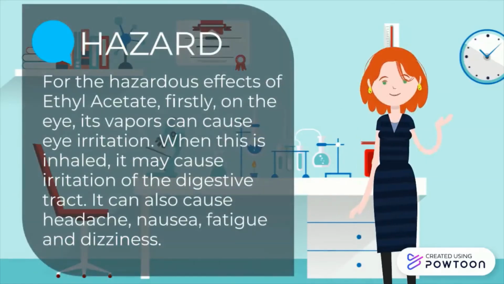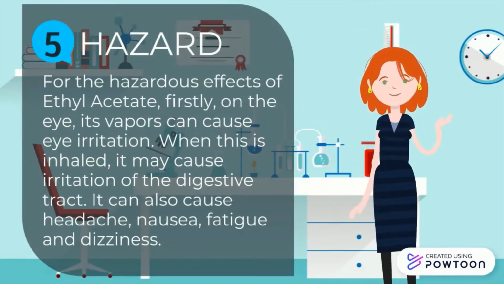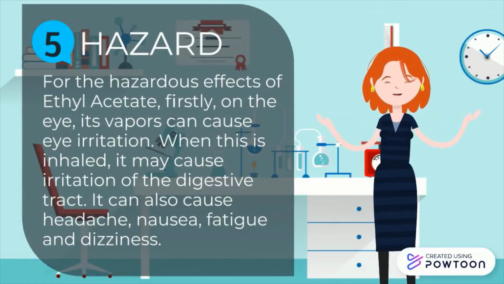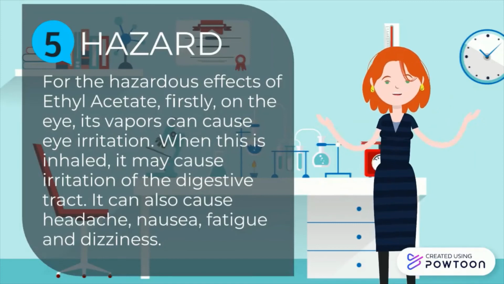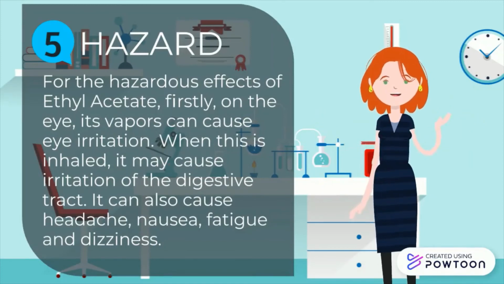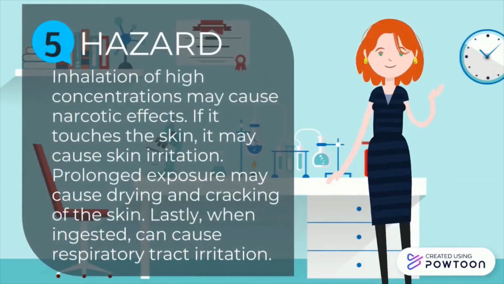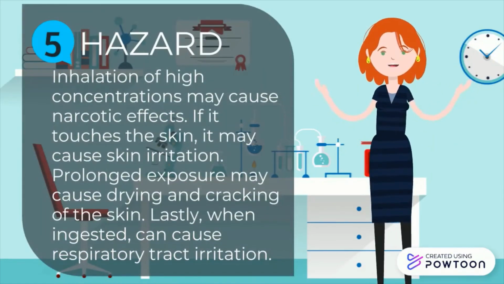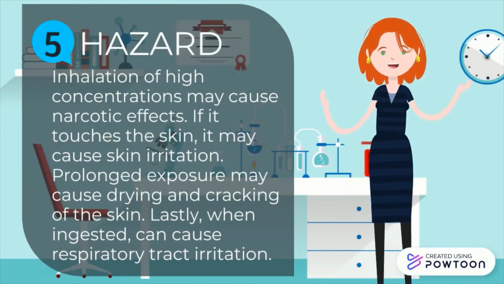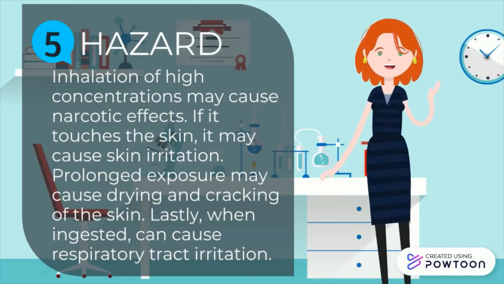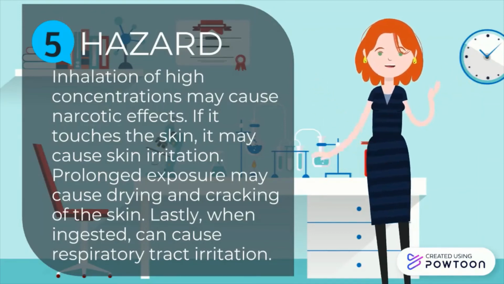For the hazardous effects of ethyl acetate, firstly, on the eye, its vapors can cause eye irritation. When this is inhaled, it may cause irritation of the digestive tract. It can also cause headache, nausea, fatigue and dizziness. Inhalation of high concentrations may cause narcotic effects. If it touches the skin, it may cause skin irritation. Prolonged exposure may cause drying and cracking of the skin. Lastly, when ingested, it can cause respiratory tract irritation.